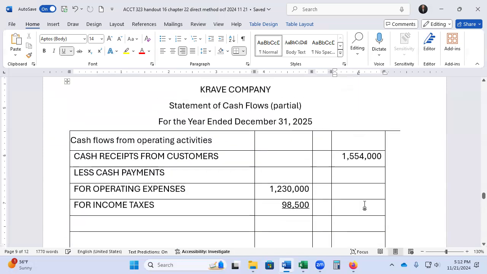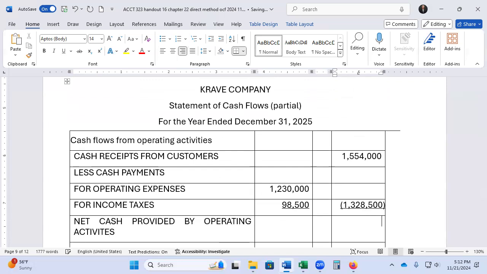We plug that in. We total up the two pieces there. I have 1,328,500. And then you get net cash provided by operating activities. And that's 225,500.